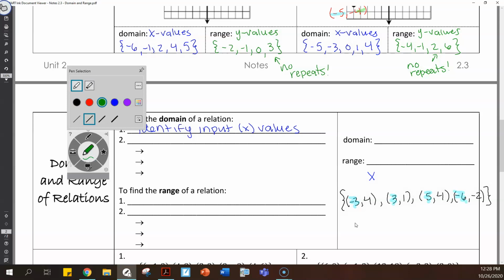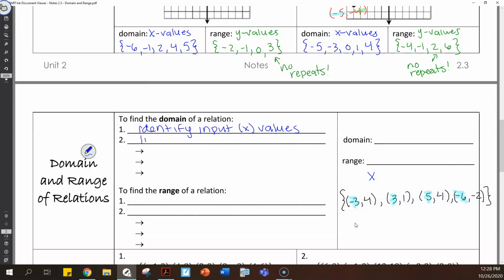So the next step is going to be to list those values in set notation. Okay, remember when we do set notation, we want curly brackets and commas to separate. We want to do them least to greatest. And we want no repeats.